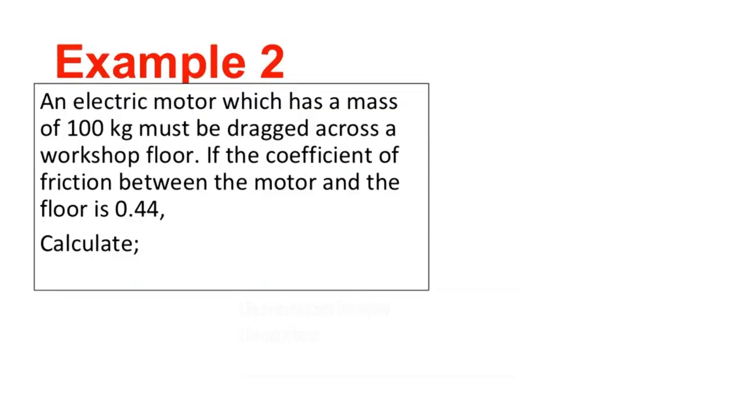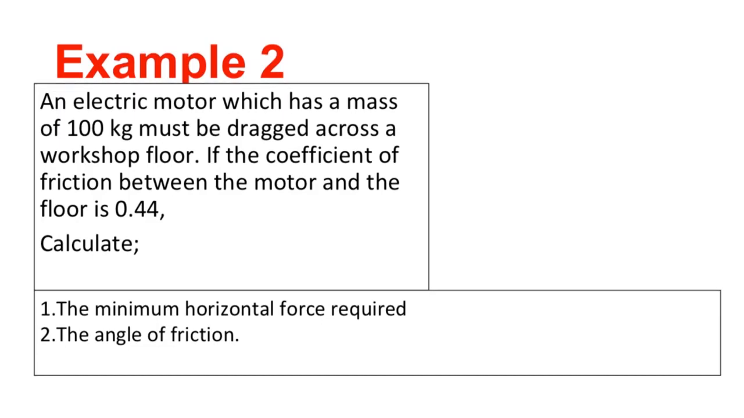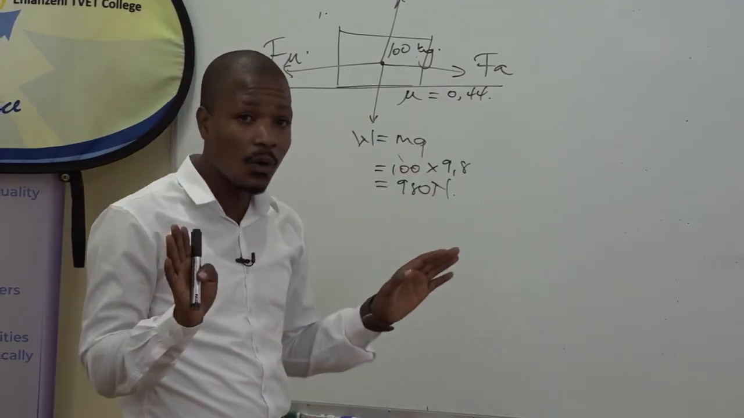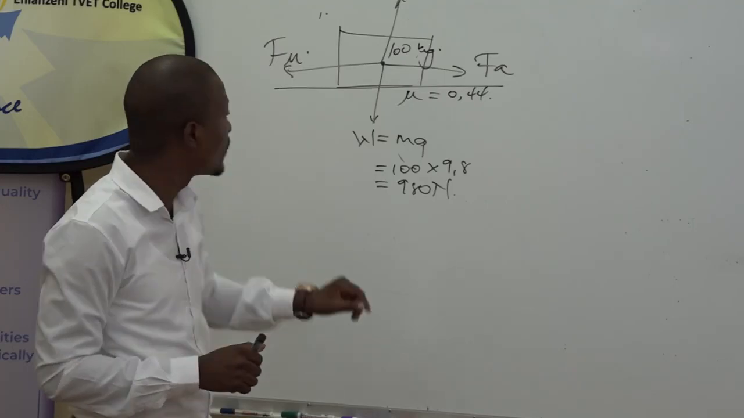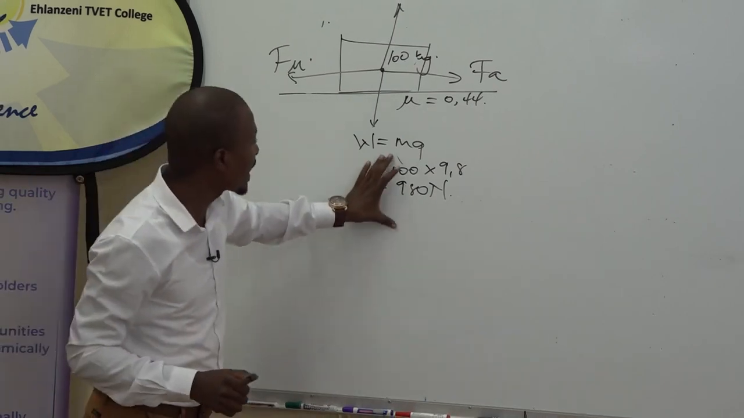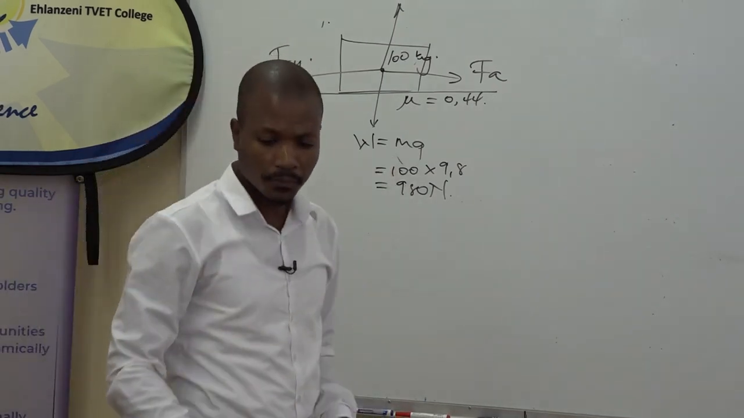An electric motor which has a mass of 100 kg must be dragged across a workshop floor. If the coefficient of friction between the motor and the floor is 0.44, then we are required to calculate the minimum horizontal force which is required. So it's almost similar to the previous question where they said a similar box is placed on top of the other. But in this case, we don't have that minimum force at all. We need to calculate that minimum force. Which is that minimum force? This is the frictional force. That is the minimum force which is required to drag this particular object across a wooden floor.